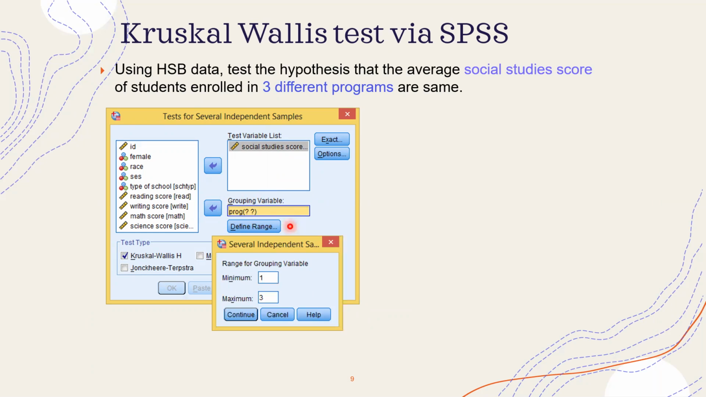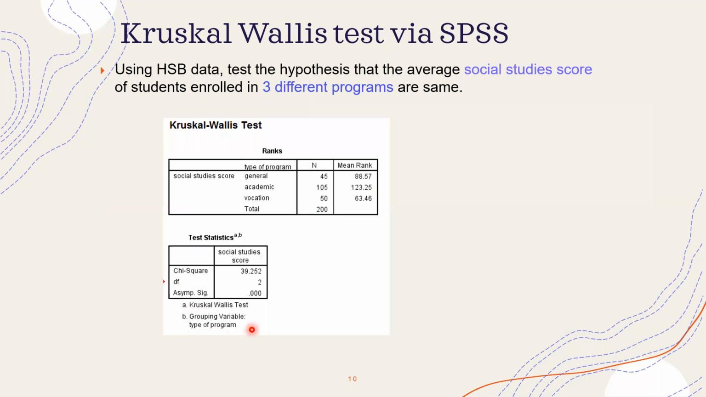define range. There we have to give the minimum and maximum range of the data, and we know we have three categories, and we have given three codings: one for the general, two for the academic, and three for the vocation program. We will give the minimum and the maximum value. We'll press continue, then press OK, and this output will appear in the output file.